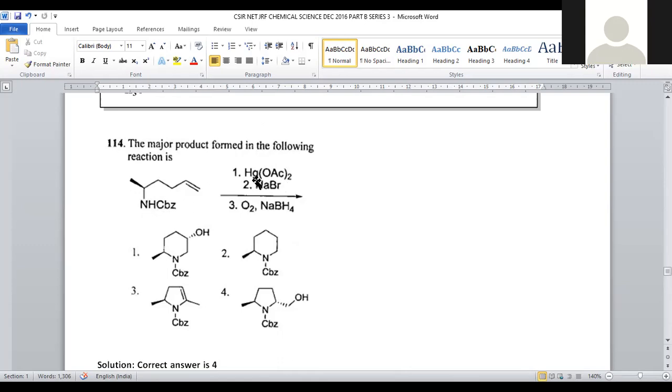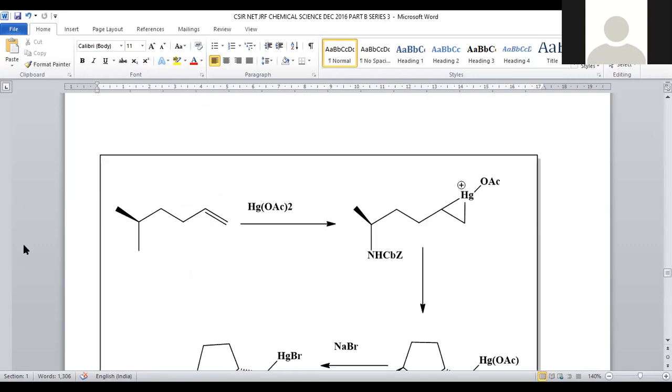Now it is added with mercury diacetate, sodium bromide, oxygen, sodium borohydride. With these many reagents added, what will be the product? We have to check, right? For that purpose, we have to see the mechanism of the reaction.